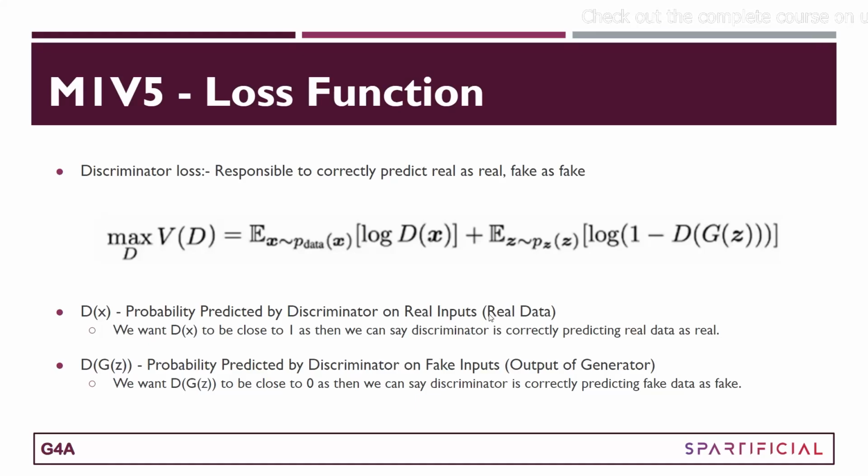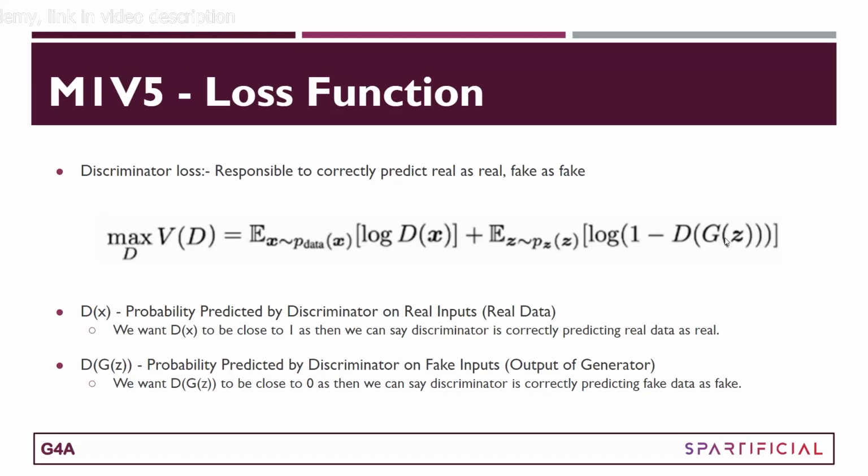So I've given a summary for exactly the same thing. For this D(x), it's the probability predicted by the discriminator on the real inputs. We want D(x) to be as close as possible to 1, as then we can say that the discriminator is correctly predicting real data as real data. If the probability of the discriminator on the real data is closer to 1, obviously we know that it's performing well for the real set at least. And similarly for the fake images, over here, this represents the probability predicted by the discriminator on the fake samples. And we want this to be as close as possible to 0, right? We want these probabilities to be as low as possible so that the discriminator is correctly identifying this as the fake image.